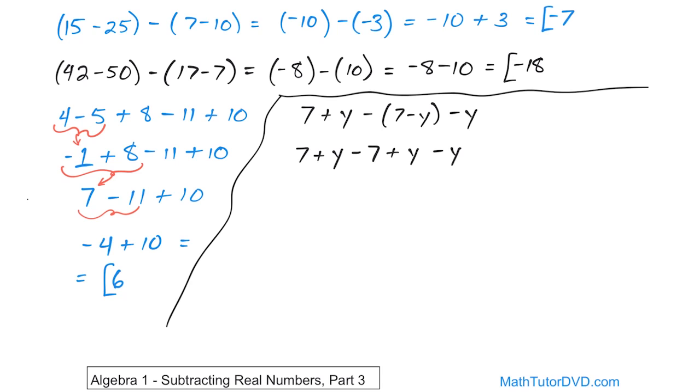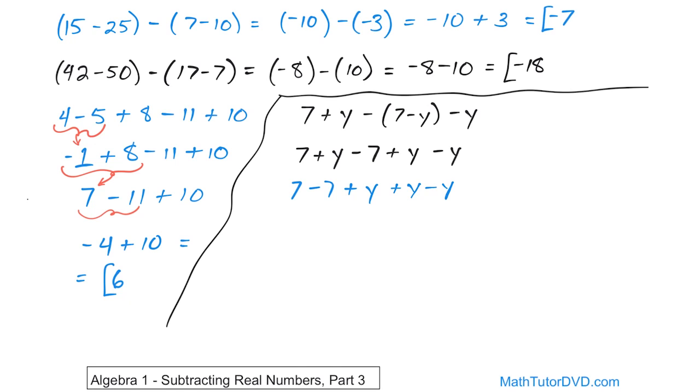Now let me rewrite this a little bit. You don't have to rewrite it, but it can make things a little bit easier to understand. So let's say you have the first 7 here, and then you have this negative 7. So I'm going to write that next as negative 7. And then I have this y from right here. So I'm writing that right there. And then I have plus this y minus that one. So I have plus y minus y.